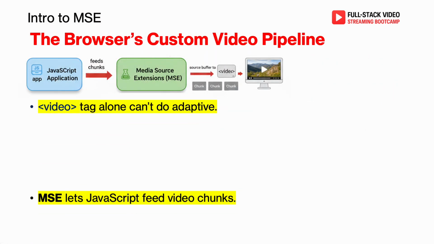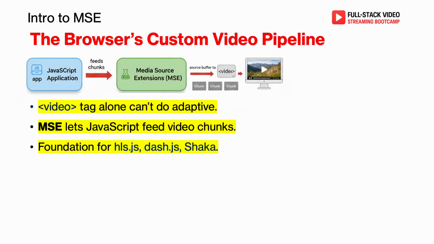So the video tag is fine if you just want to play one file. But for adaptive streaming, it's not enough, right? Exactly. Media Source Extensions, or MSE, give JavaScript a backdoor into the video buffer. That's how HLS and DASH actually work under the hood.